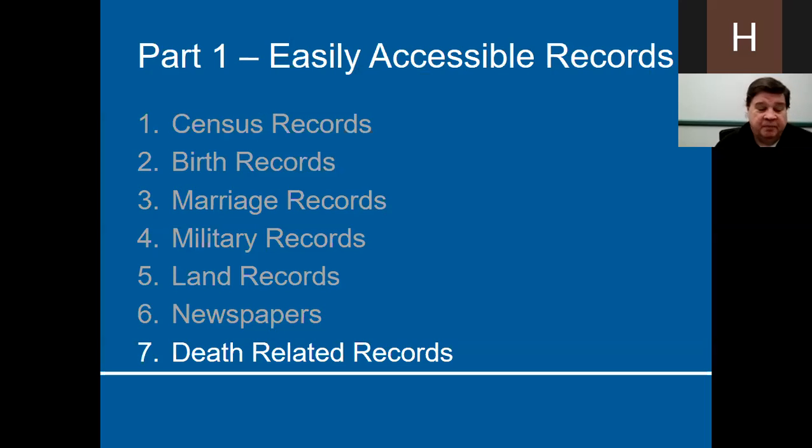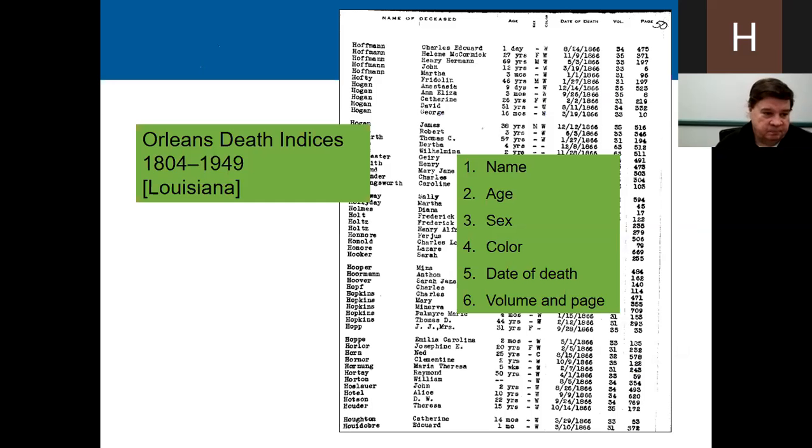Finally, I want to talk a little bit about death-related records. Different places keep their records differently. We have a microfilm set of Orleans Parish, Louisiana. It's just an index of deaths, but it gives the name and the age and the gender and the color and the date of death and the volume and page number in the actual record. So you could contact Orleans Parish and get a copy of it if your people were from there. It goes all the way back to 1804.